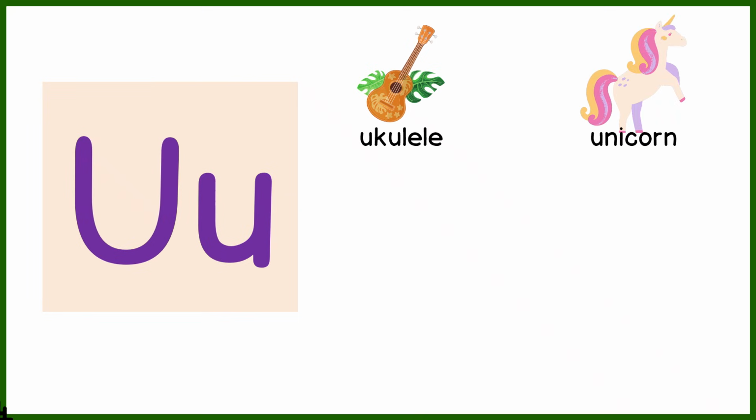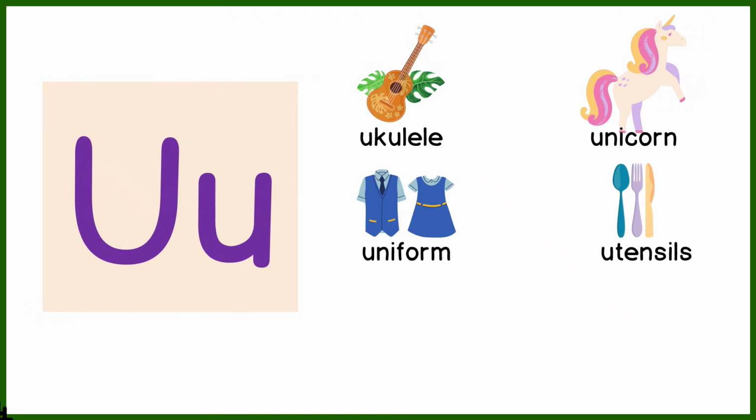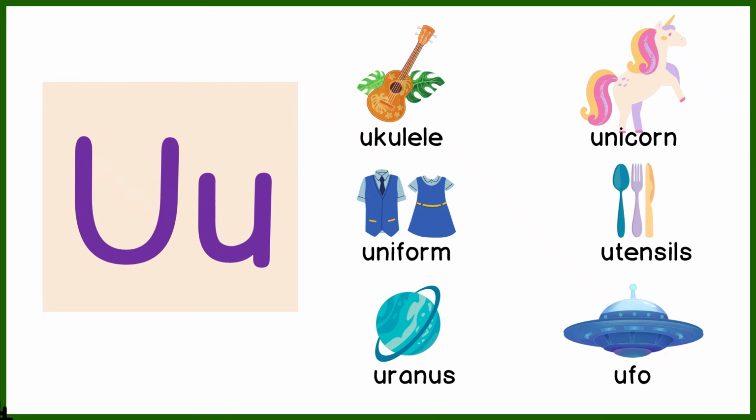Another sound of vowel U is U. Long sound U. Same sound as you pronounce the letter. For example, U. Ukulele. U. Unicorn. U. Uniform. U. Utensils. U. Uranus. U. UFO. U.